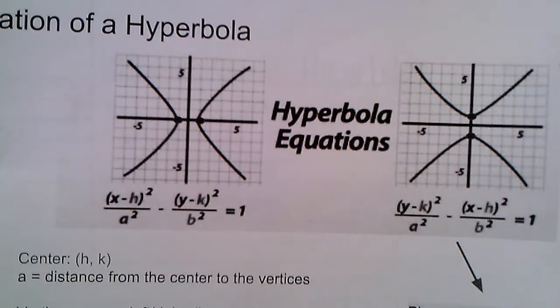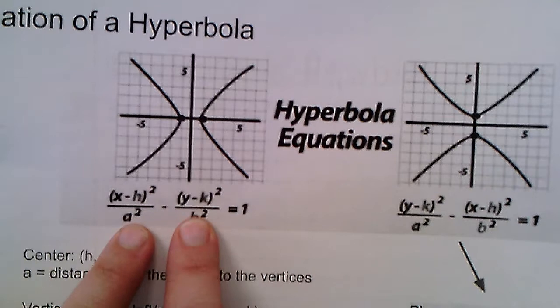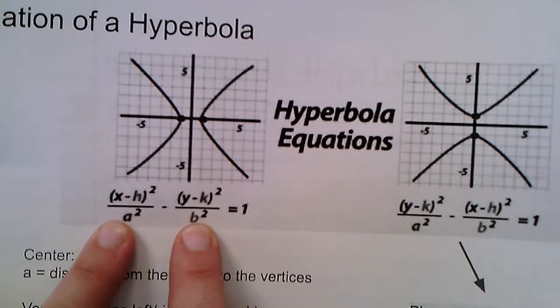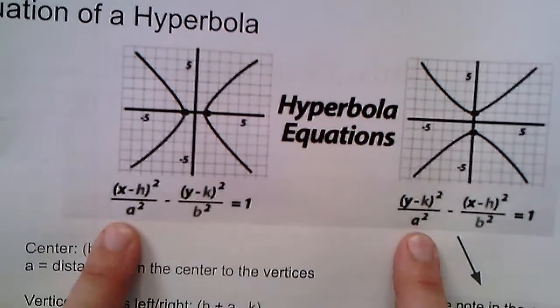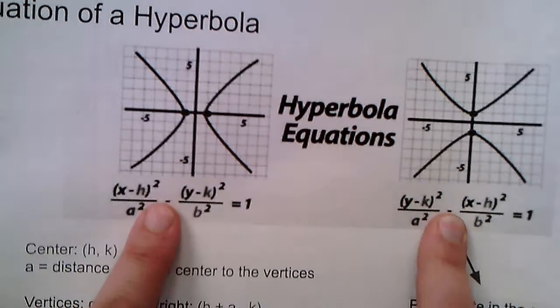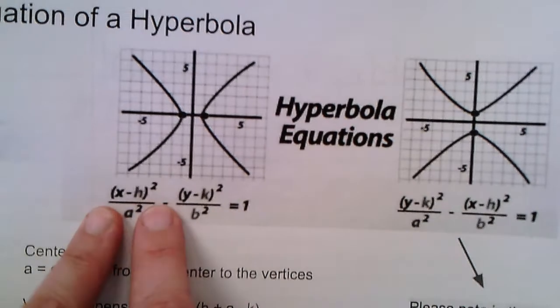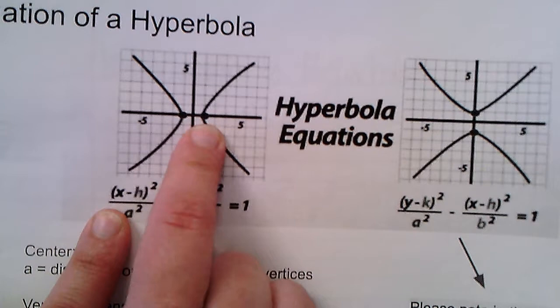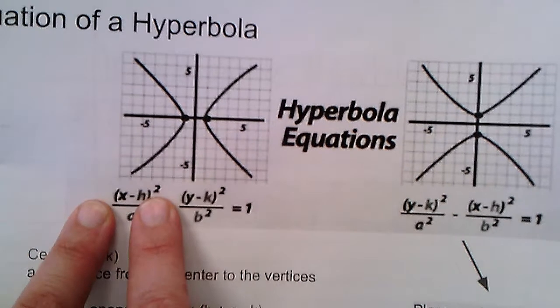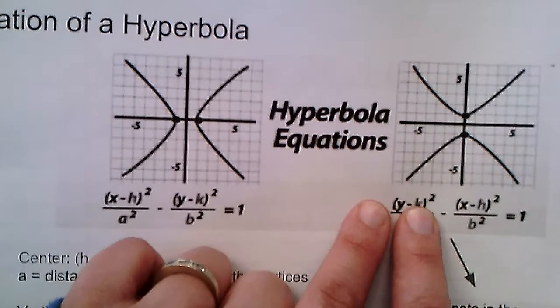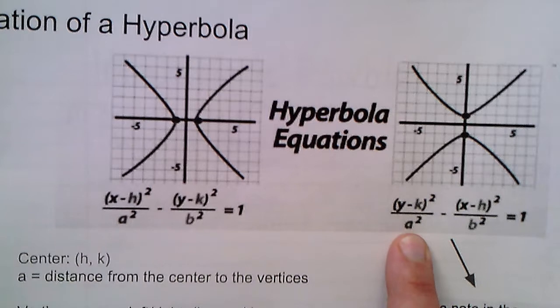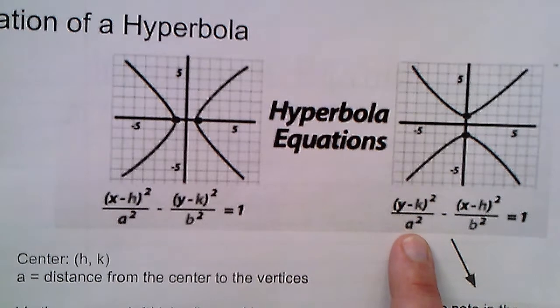Now, ellipses had a plus sign, so we didn't have to worry about which one came first. That's why the a and the b values could flip. But this time, since it's subtraction, the order matters. So the a value is always going to come first, but now the numerator is what's going to flip. So a hyperbola that opens left and right is going to have the x value first. A hyperbola that opens up and down is going to have the y value first. And then a is always going to be the first denominator value, squared, of course.